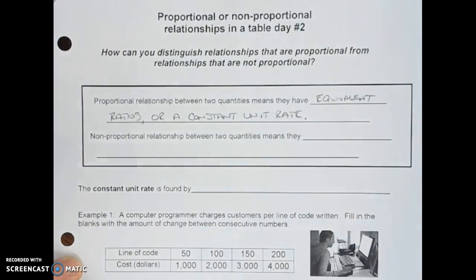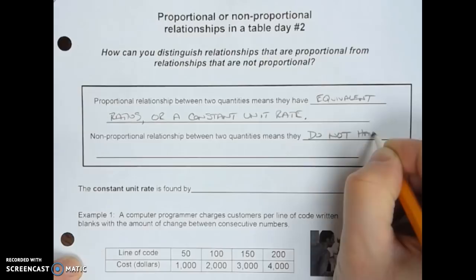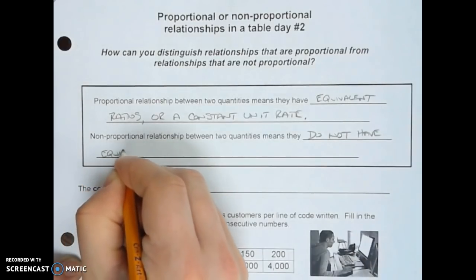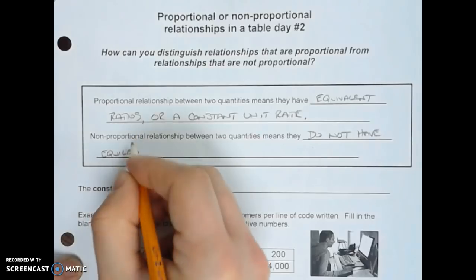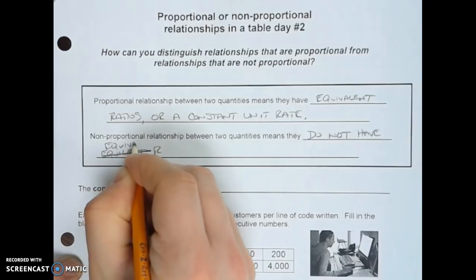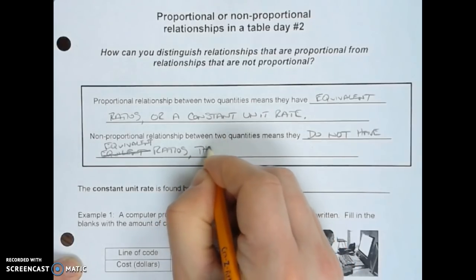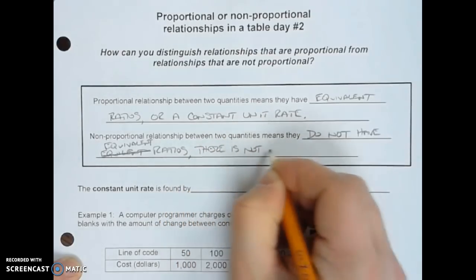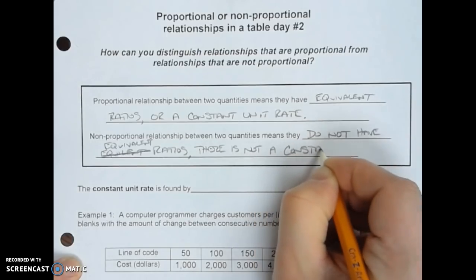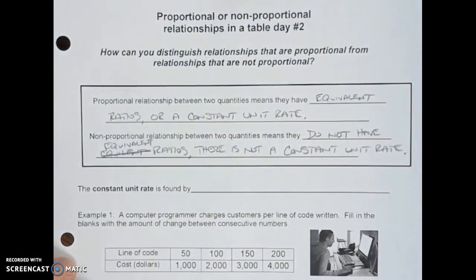Non-proportional relationships between two quantities means that they do not have equivalent ratios, which means there is not a constant unit rate. So if you do have a constant unit rate, the relationship is proportional. If there's not a constant unit rate, then the relationship is not proportional.